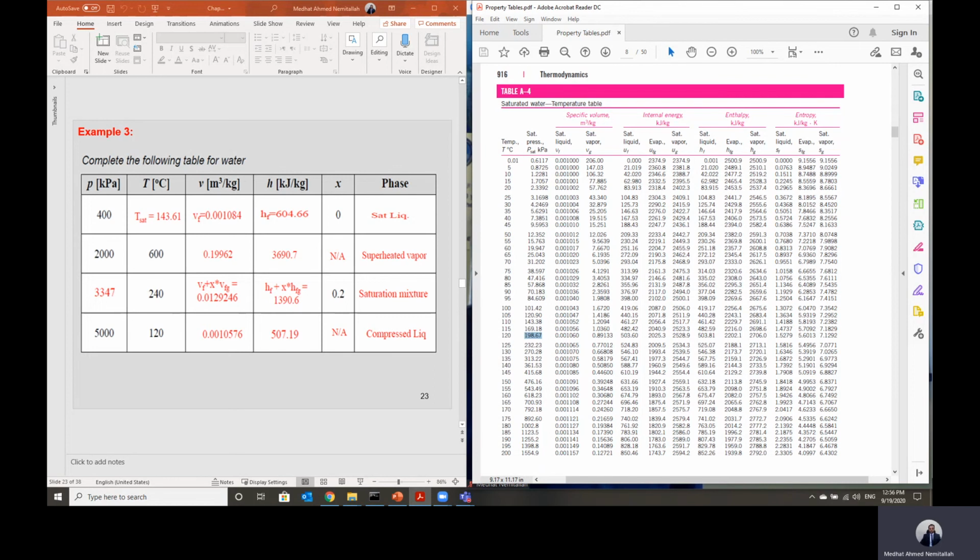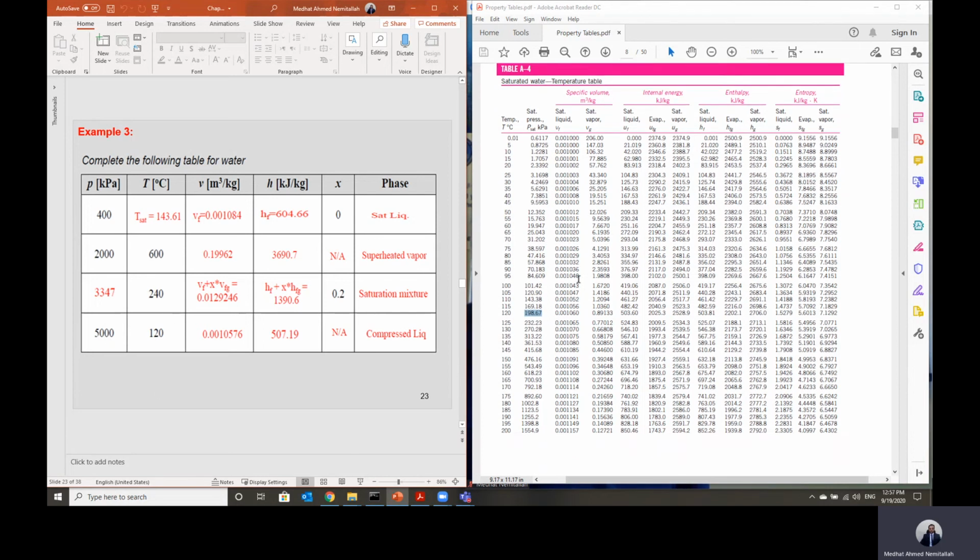So we compare the given pressure at this temperature with the saturation pressure. In this case, we find the given pressure is greater than the saturation pressure. So P is greater than the saturation pressure, which means the state is compressed liquid. As I told you, you will get confused when you use the temperature. So if pressure and temperature are given, just take the pressure.